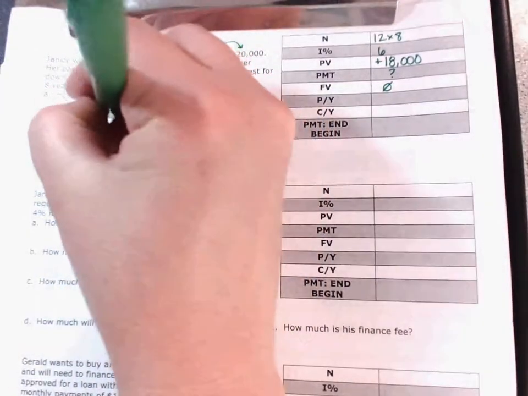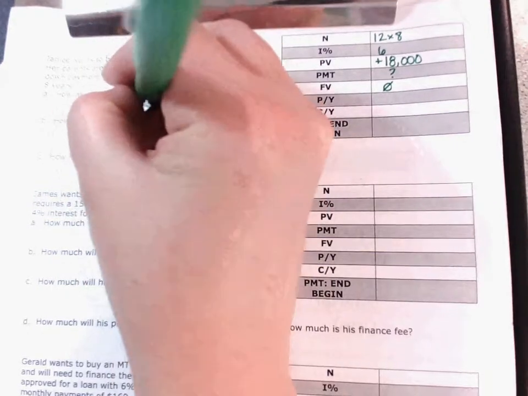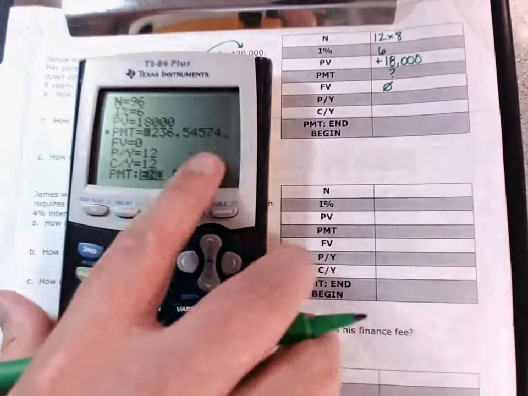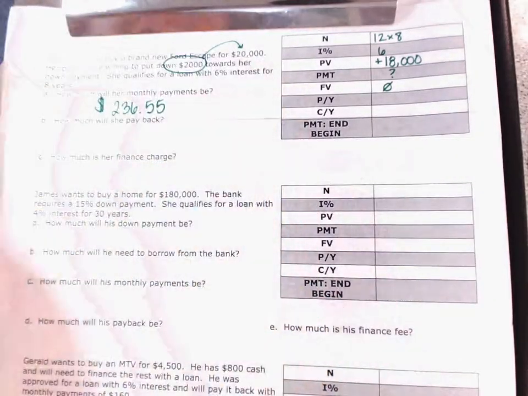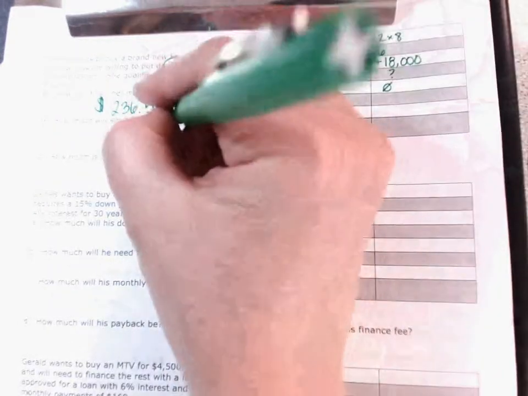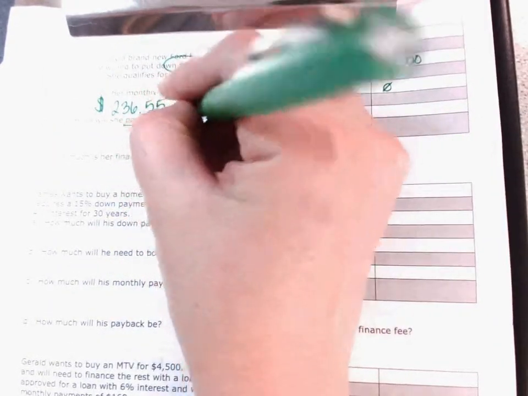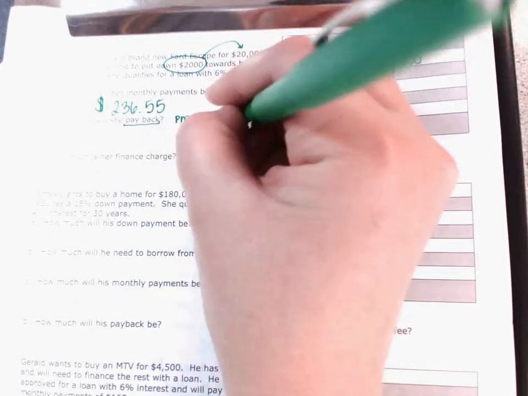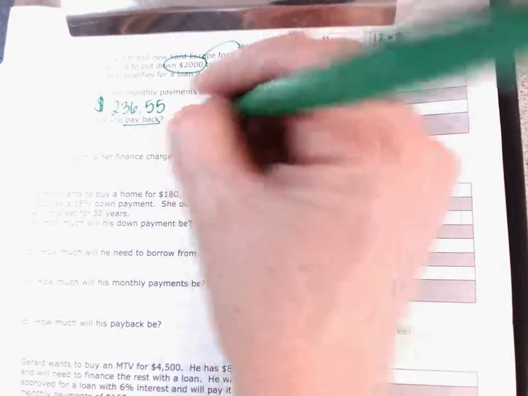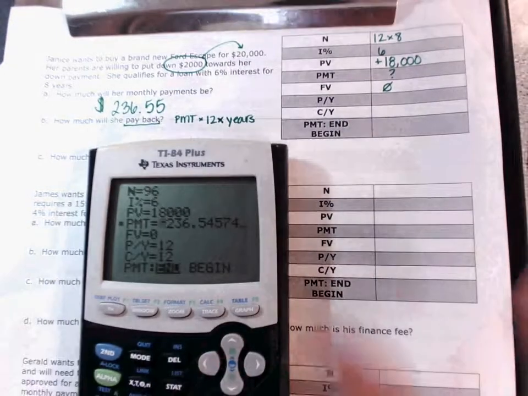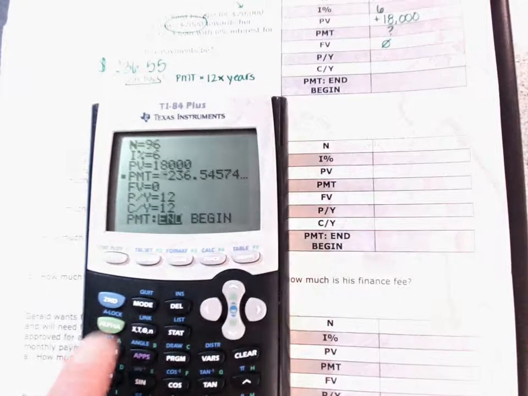$236, and technically it's 55 cents because the 4 rounds up because it's followed by a 5. Okay? Remember that for the payback of the loan, you're going to take the payment and multiply by 12 times the number of years, because if she pays this much each month times 12 months in a year times that many years, this is how much she's going to give back to the bank. So let's see how much that is.